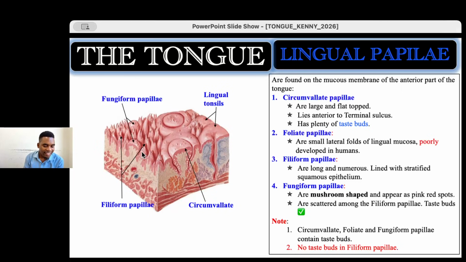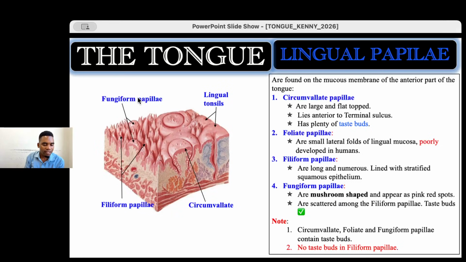And then the next is going to be the filiform papilla. The filiform papilla are numerous in humans. They are long in shape, but they are very numerous compared to all other lingual papilla, and what is so important about the filiform papilla is that they do not have taste buds. All other lingual papilla have got taste buds, with the exception of filiform papilla, which has got no taste bud, and these are the numerous ones.